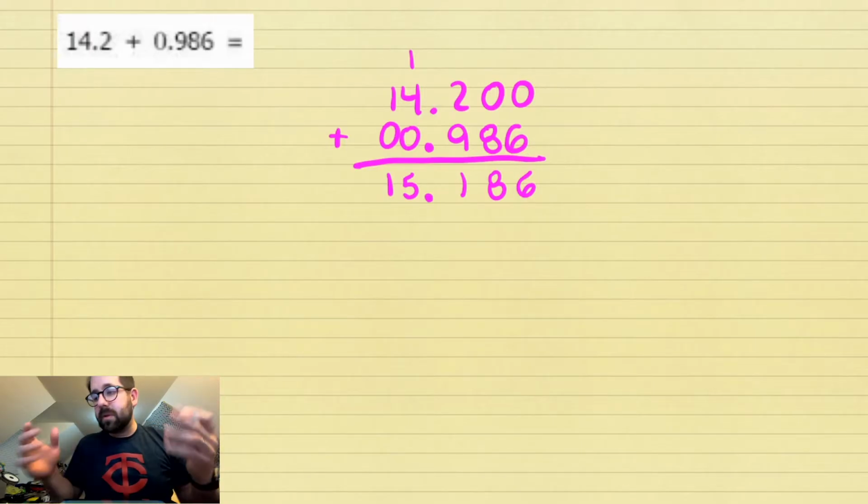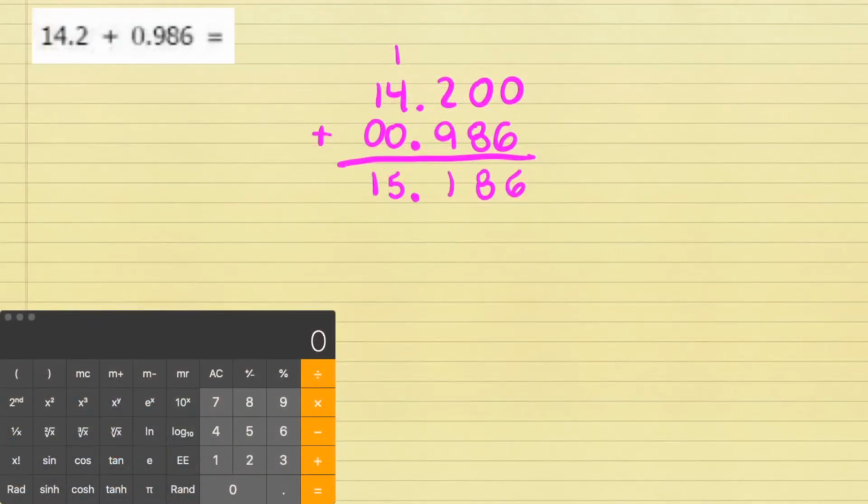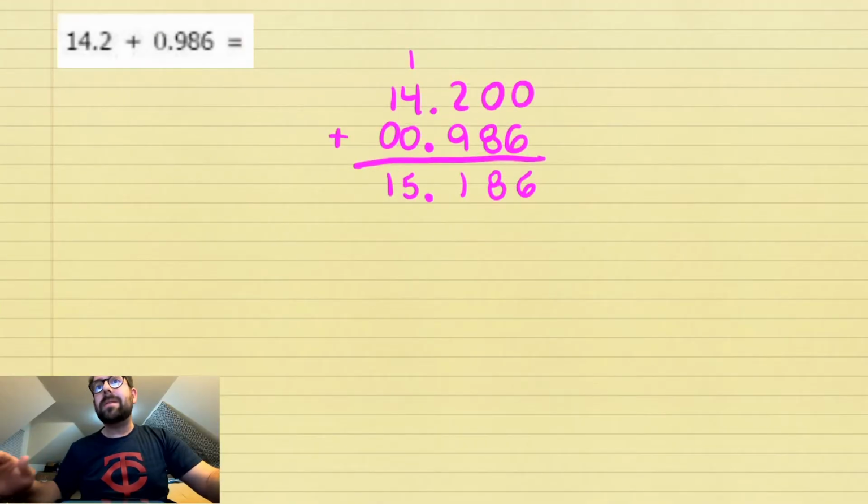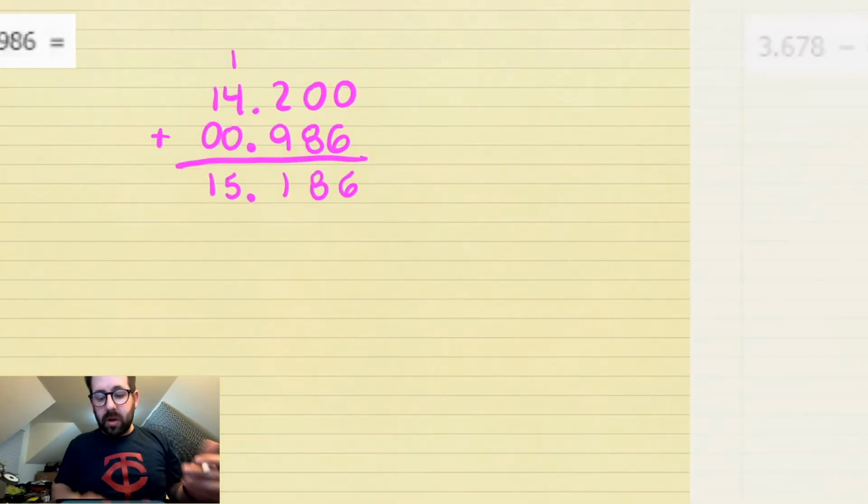Now, let's transition to a calculator and see how that worked. Looking at this, let's type in my numbers here. So what we have, 14.2, and we're going to add the 0.986. We're going to hit enter. And boom, 15.186, just like we saw. Now, there's no other fancy way of doing this. This is just kind of the only way we have, so hopefully that made sense to you. Let's transition right to our next one.